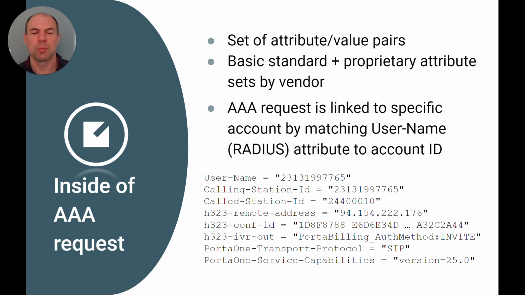For instance, we see attributes such as H323 conference ID below here. These are the attributes which were invented by Cisco 20 or 25 years ago to carry some information which was specific for VoIP calls and was not present then in the general RADIUS standard. And then below we see some attributes which were introduced by PortaOne company to, again, solve our specific needs.